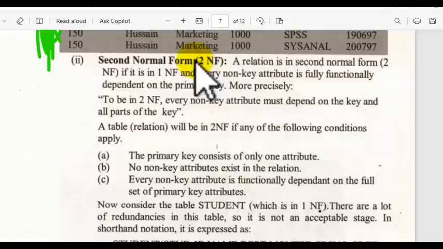Second normal form, 2NF. A relation in second normal form is in 2NF if every non-key attribute is fully functionally dependent on the primary key. More especially, in 2NF the non-key attribute must depend on the whole key, not part of the key. A table or relation will be in 2NF if any of the following conditions apply.